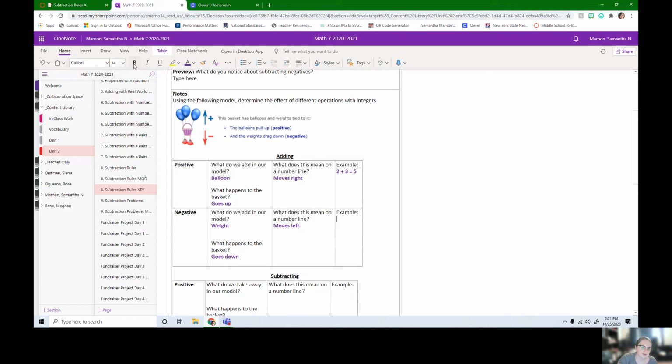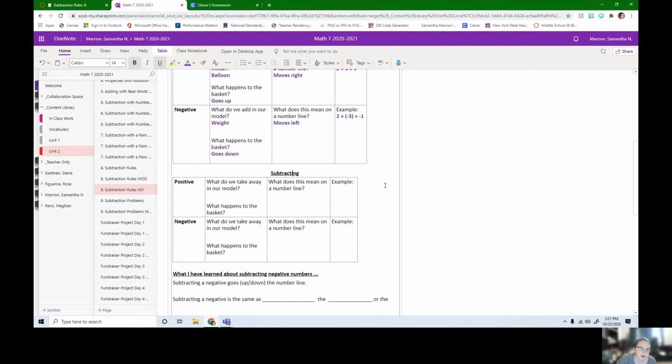So let's do an example of adding a negative. Let's do 2 plus -3. We're adding a negative, so that's like adding our weight. We know it moves left, it goes down. This is going to be -1. This is something we've been working on a lot before.